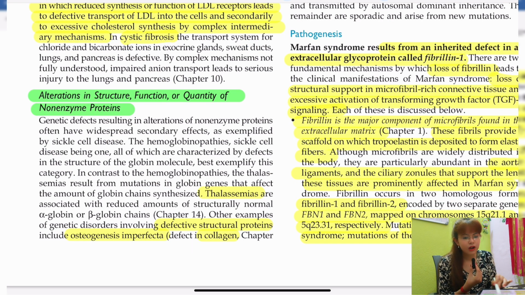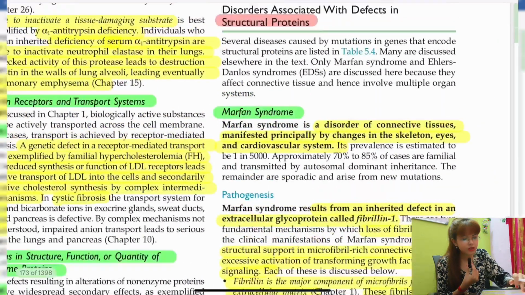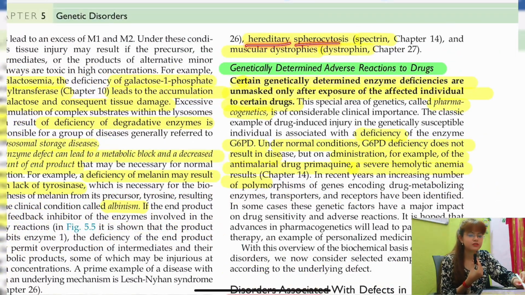Now, alteration in the structure, function, or quality of protein, for example, thalassemia, and defective structural proteins in osteogenesis imperfecta, where you see there is a defect in the collagen. Then in hereditary spherocytosis, defect in the spectrin, and in muscular dystrophies, defect in the dystrophin.